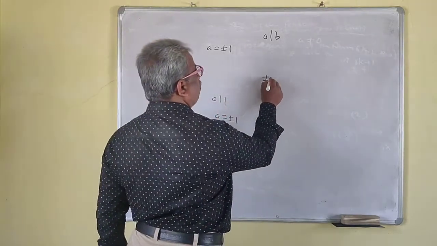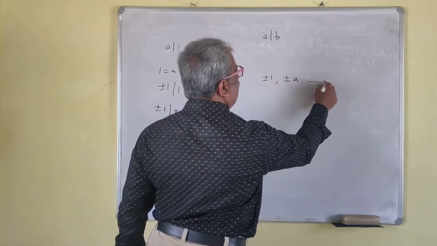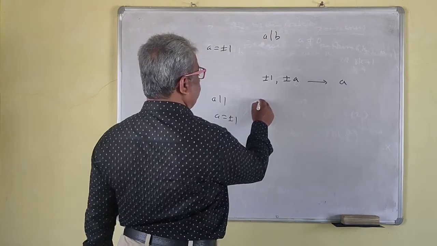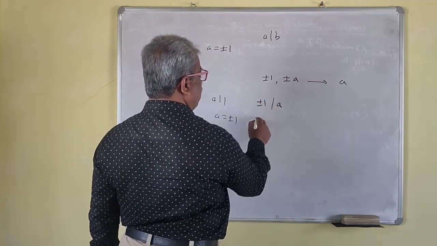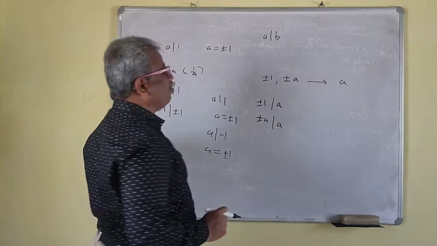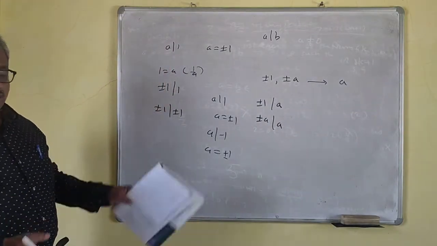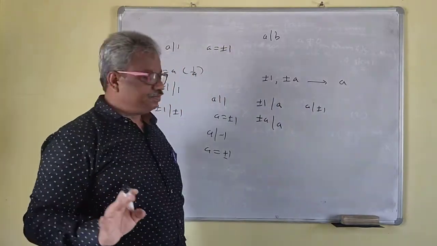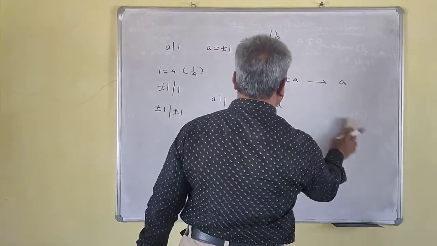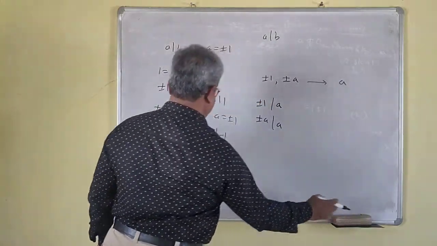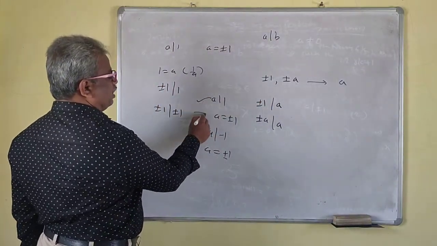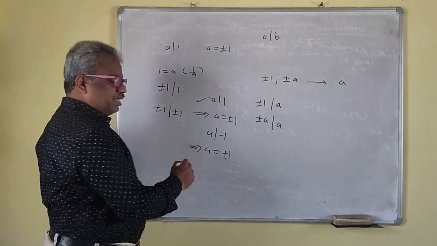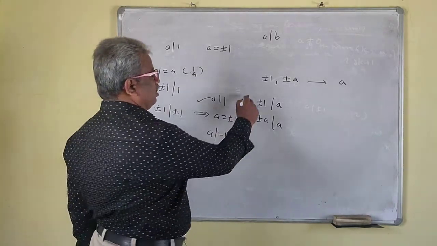Now, plus or minus 1 and plus or minus a are always divisors of a. That means you can write plus or minus 1 divides a, plus or minus a divides a. Not vice versa. You cannot write a divides plus or minus 1. Note that. But this is true. So remember this: a divides 1 implies a is equal to plus or minus 1, and a divides minus 1 implies a is equal to plus or minus 1.